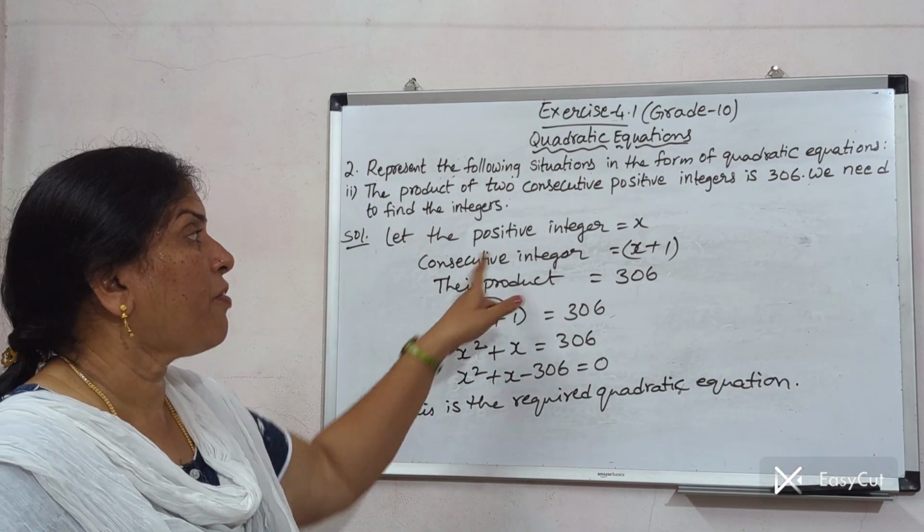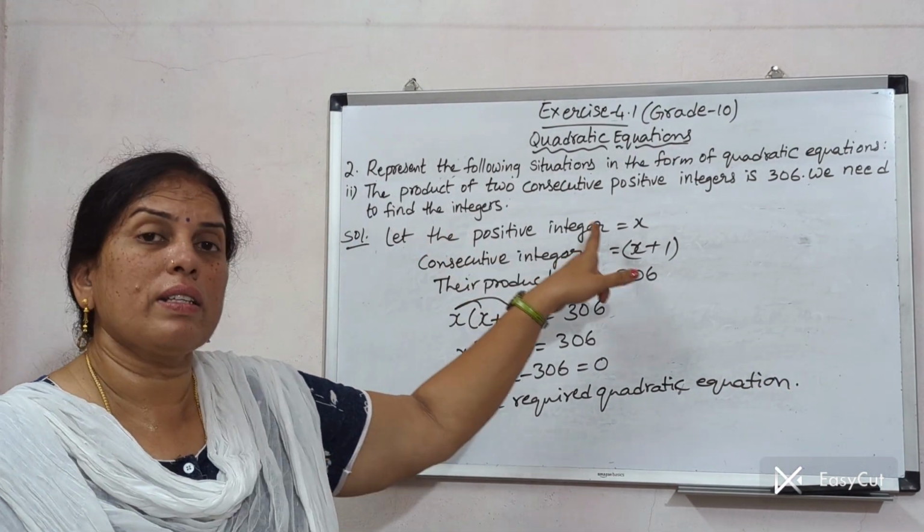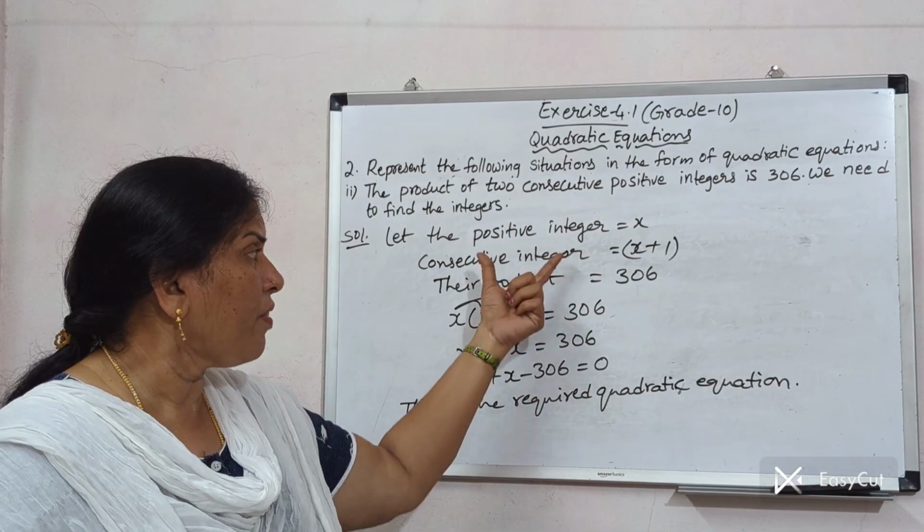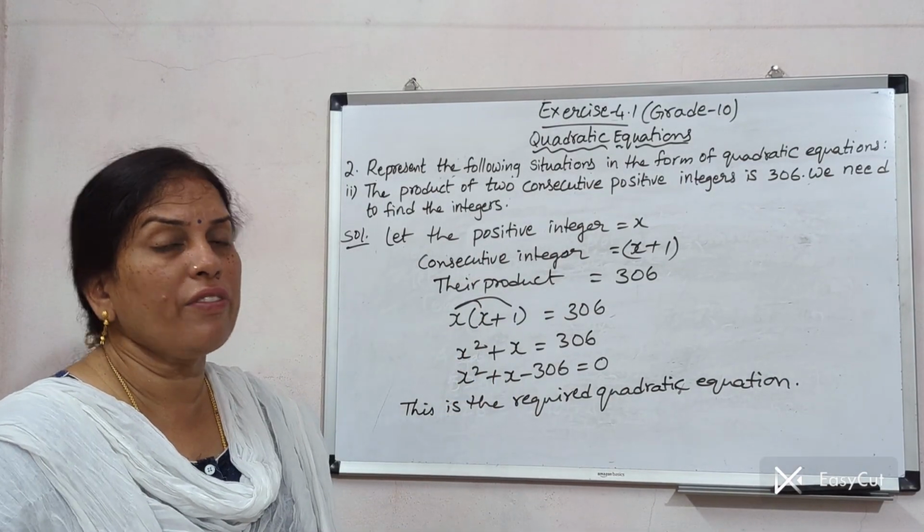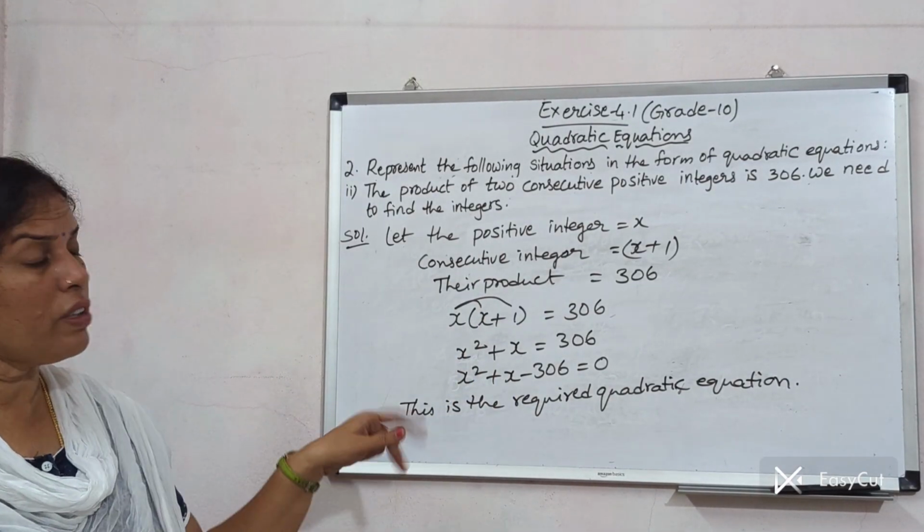See here, nothing to simplify. First of all, we need to understand the given question properly. Then we can find the equation very easily. Next, we will go to the next question.